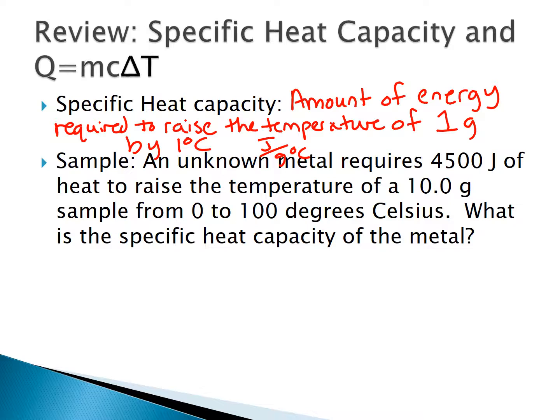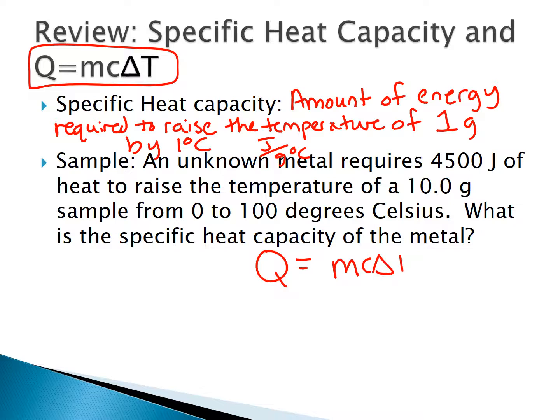So let's look at a sample problem using this equation that we learned in Unit 1, Q equals mc delta T. An unknown metal requires 4,500 joules of heat to raise the temperature of a 10-gram sample from 0 to 100 degrees Celsius. What is the specific heat capacity of the metal? Okay, so we're going to start with our equation.